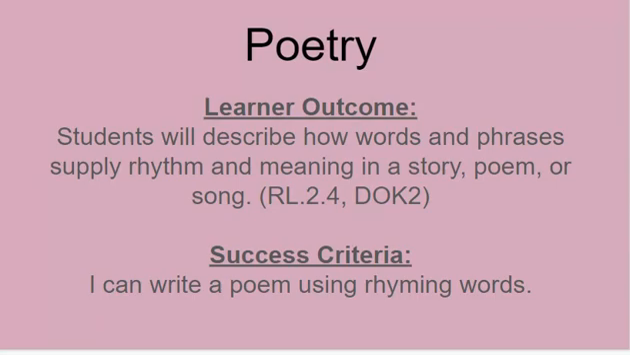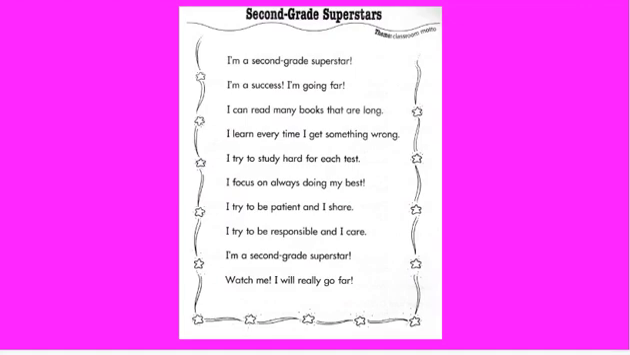The learner outcome will be students will describe how words and phrases supply rhythm and meaning in a story, poem, or song. The success criteria is I can write a poem using rhyming words. I have some poems I want to share with you, and I want to point out how the author of these poems used rhyming words to make their poetry have rhythm.